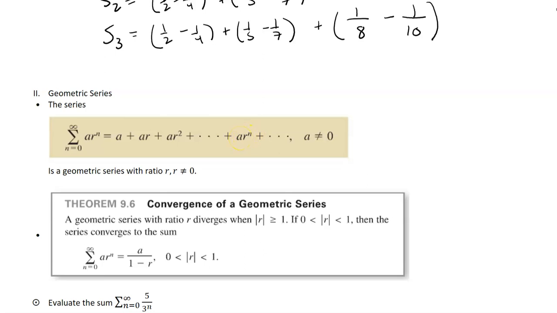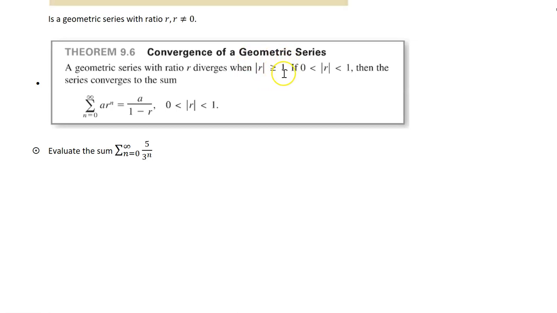And depending on what the value of r is, it's going to have some interesting properties. A geometric series with a ratio r is going to diverge whenever the absolute value of r is greater than or equal to 1. And if the absolute value of r is between 0 and 1, then the series converges, specifically to the sum a divided by 1 minus r. Now this is important to note. It doesn't say that r has to be less than 1. It says that the absolute value of r has to be less than 1. So if you happen to have a negative r, it can still converge.